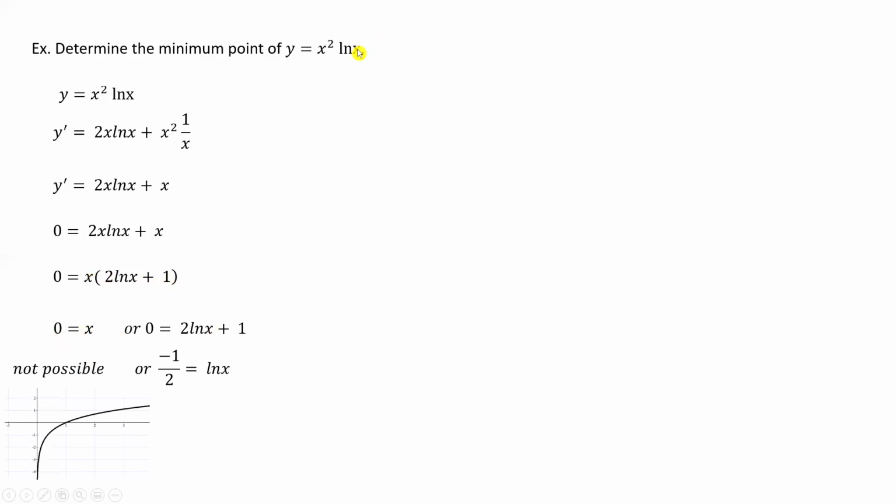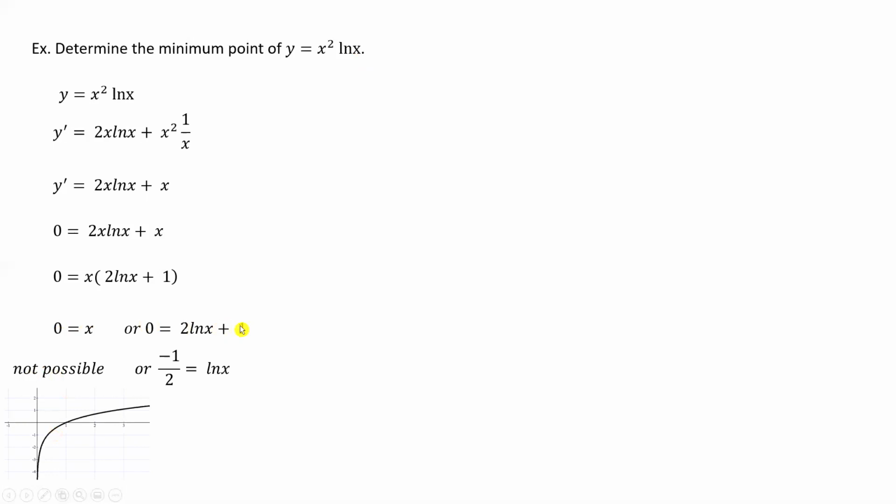The graph of ln x, a logarithmic graph, looks like this. There's an asymptote at x equals 0. It doesn't actually touch that line. That's an asymptote, so it is not possible for x to equal 0. If you're still uncertain about that, try putting that in your calculator and see what the calculator tells you. It should tell you there's an error. So x equals 0, not possible.